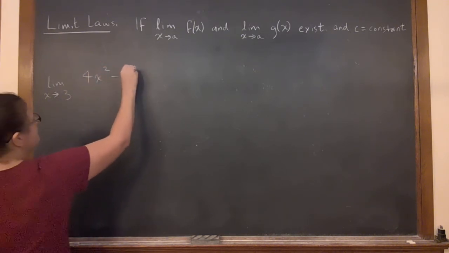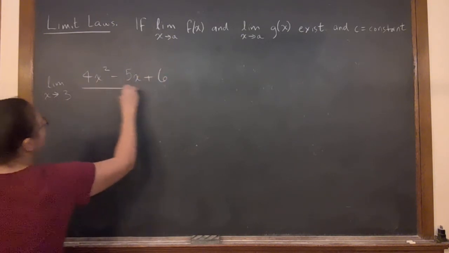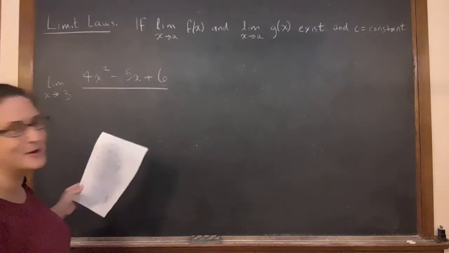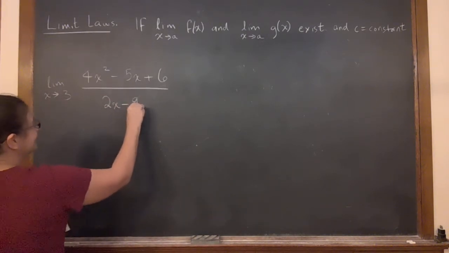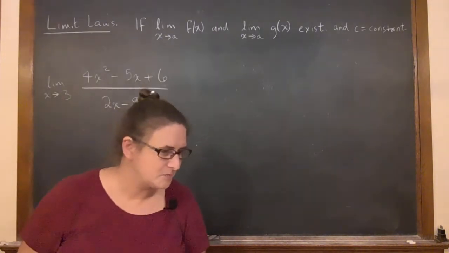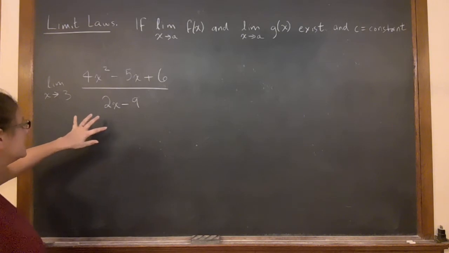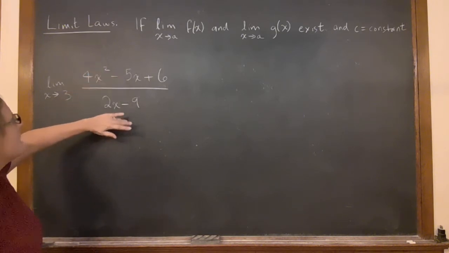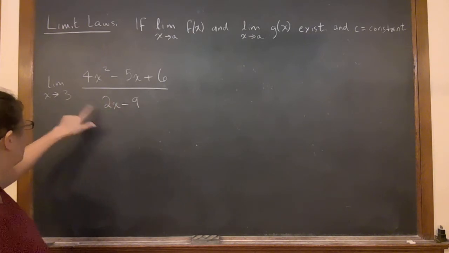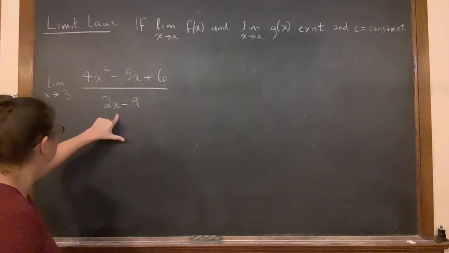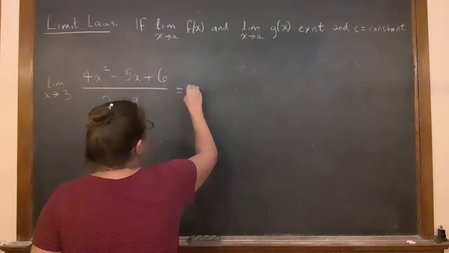4x squared minus 5x plus 6. You see, I was really thinking about that one. What numbers am I going to use? 4, 5, and 6. Okay, so because these are sums and differences, and also I'm not really worried about, I'm not getting a 0 in the denominator, I'll mention that later a little bit.